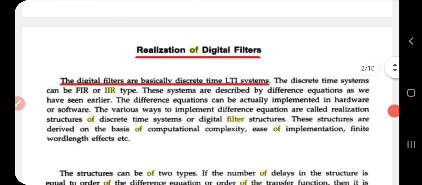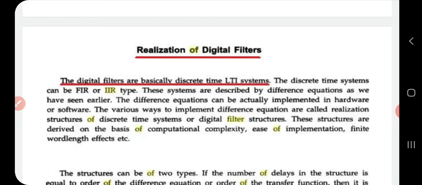Digital filters are basically discrete time, linear time invariant systems. These discrete time systems can be either FIR or IIR. These systems are described by difference equations. There are various ways of implementing or representing these difference equations. This process of representing, or the various ways of implementing the difference equations, is called realization of digital filter structures.